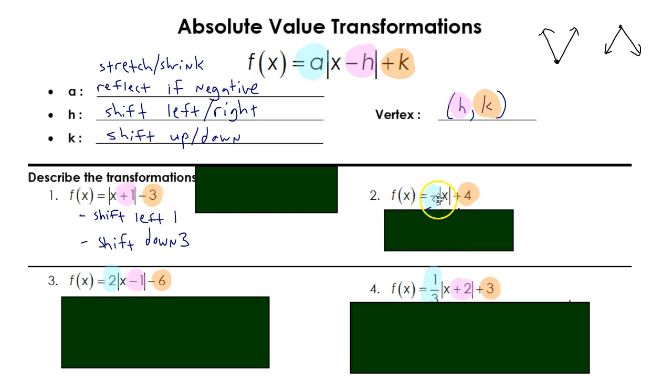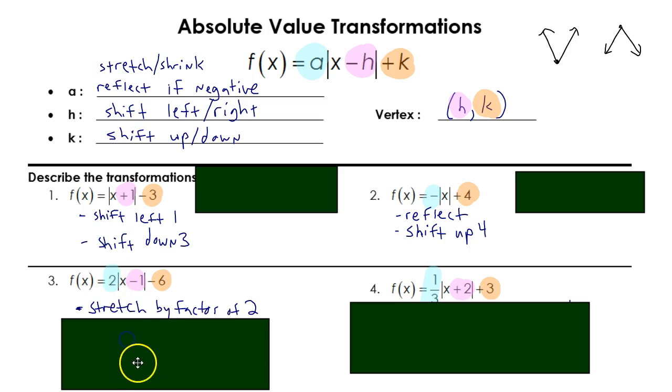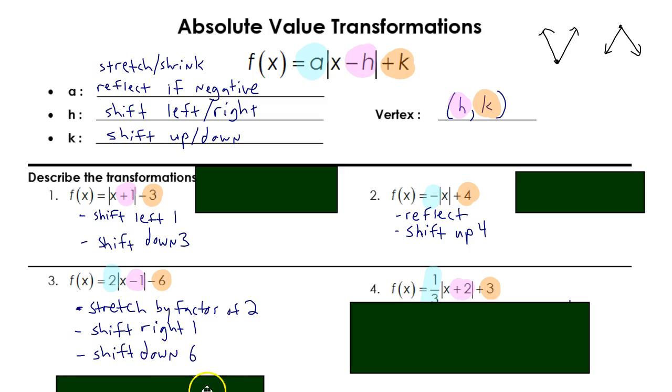In example number 2, if you have a negative in the front of your absolute value notation, that's a reflection. And the plus 4 at the end is going to be a shift up 4 because it is outside of the absolute value bars. The third example has 3 transformations. We have an a, positive 2. It's bigger than 1, so it's going to be a stretch by a factor of 2. We also have minus 1 inside the absolute value bars. That's going to be a shift to the right 1. And the minus 6 at the end is going to be a shift down 6.